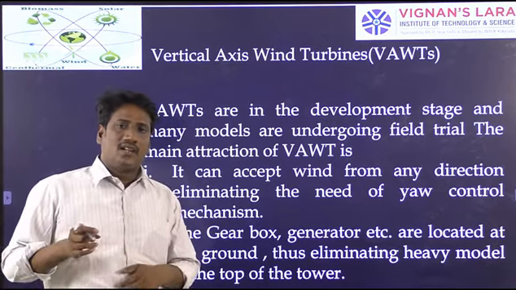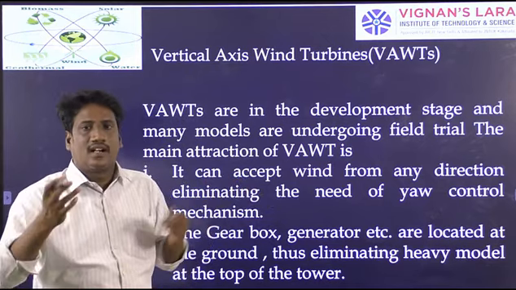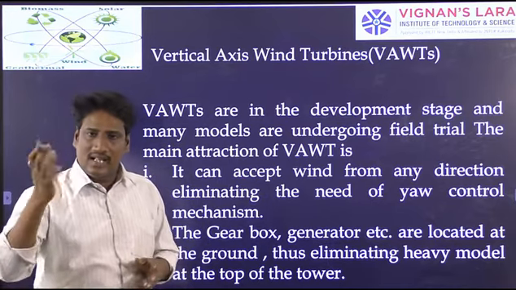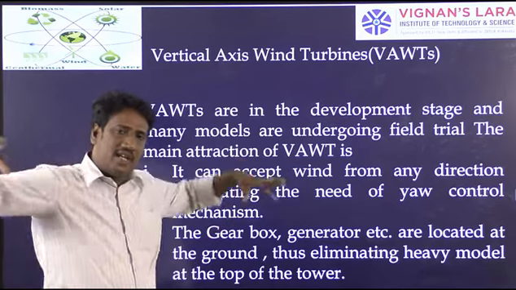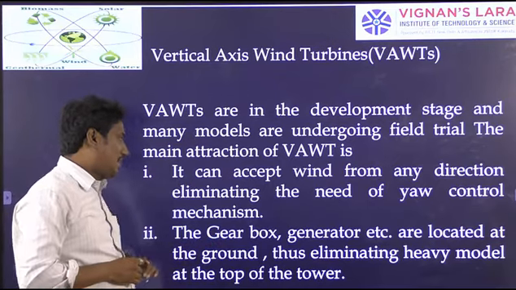As this is possible, a yaw control mechanism is not required. In a horizontal axis turbine, the head or nacelle is always moved in the direction of the wind. If it accepts wind from any direction, there is no need of a yaw control mechanism.